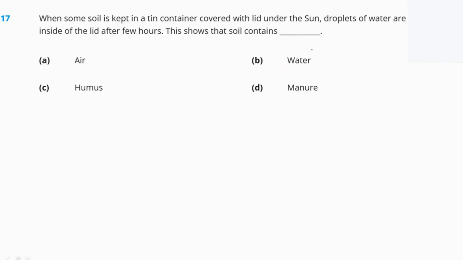Next, when some soil is kept in a tin container covered with a lid under the sun, droplets of water are seen on the inside of the lid after a few hours. So what does this show? It shows that the soil contains air, water, humus, or manure. It definitely contains water. That's why we have water droplets on the underside of the lid, isn't it? So option number B is the right answer.